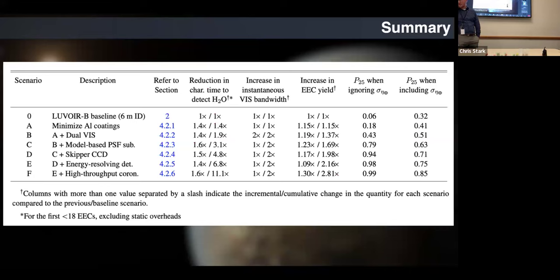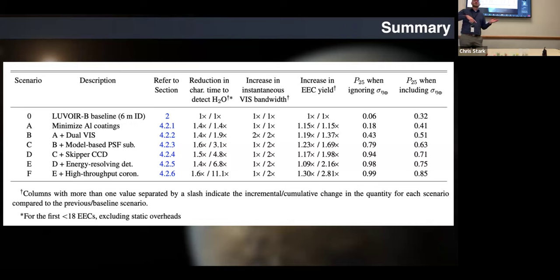Scenario A, where you try to minimize the number of aluminum coatings, should be the easiest thing to do. We've already done that with the EACs for Habitable. There's disagreement right now about how many aluminum coated surfaces we have, but we think we can get to 2. There appears to be a path to do that. Scenario B, we're also already doing as part of these EAC efforts. Technically we have a near-infrared channel and a vis channel, but it's flexible enough right now that we can think of them as parallel vis channels. So scenarios C through F are the ones that are still hanging out there.